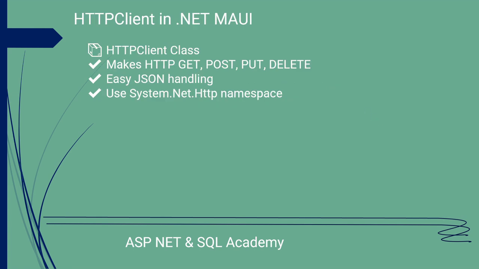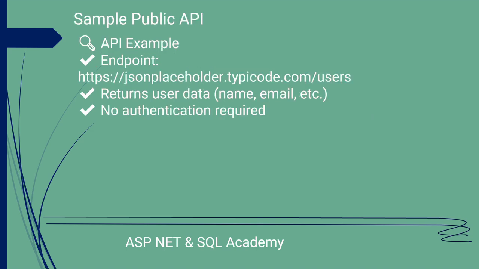HttpClient is the tool of choice for communicating with web APIs. It's built into .NET and fully supported in MAUI. For this demo, we will use a free API called JSONPlaceholder. It simulates real user data for learning and prototyping.